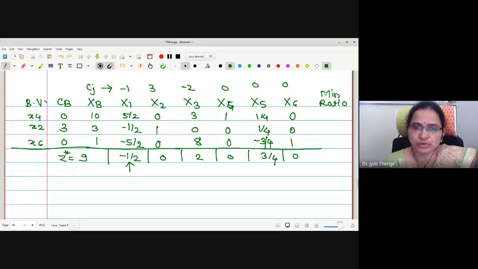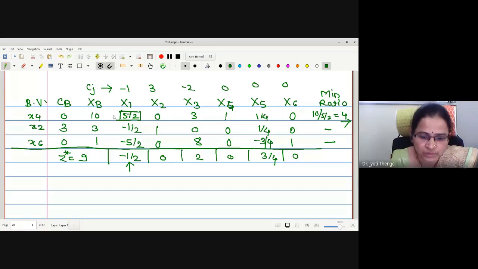Therefore, if I calculate the minimum ratio, only one entry is positive, therefore here we will consider only one entry. We will calculate XB upon X11, that is 10 upon 5 by 2, that is 20 by 5, that is 4, and that variable is going to leave the basis. Therefore, this is my pivot. Correct now?